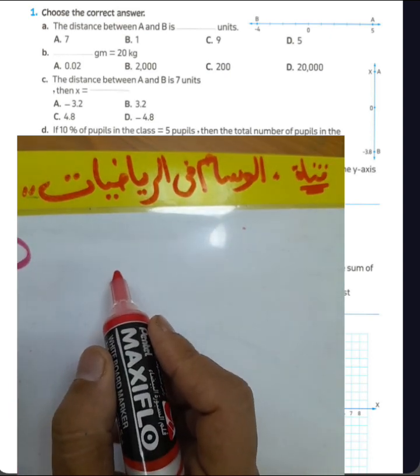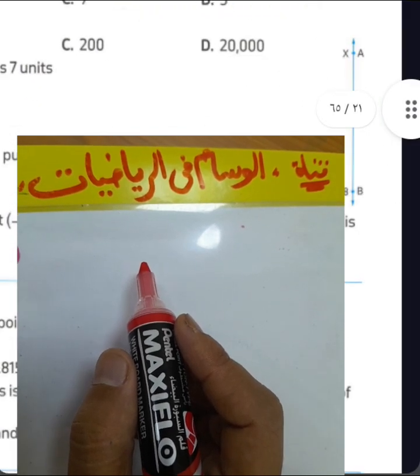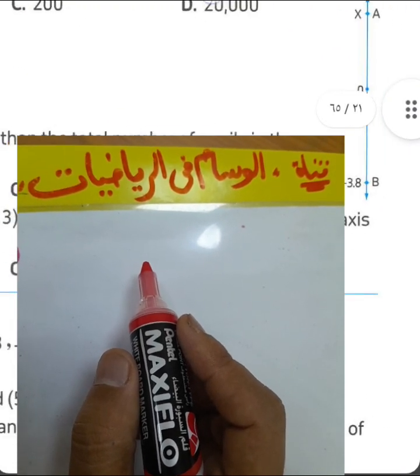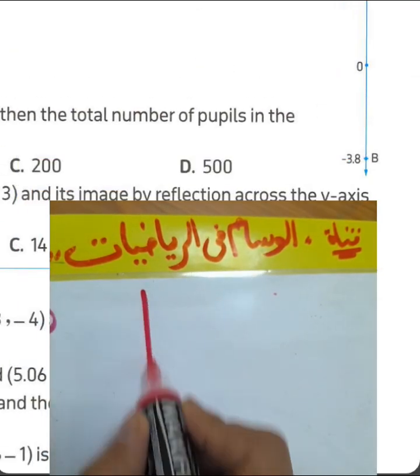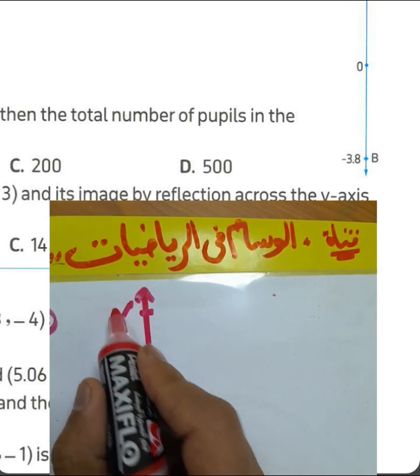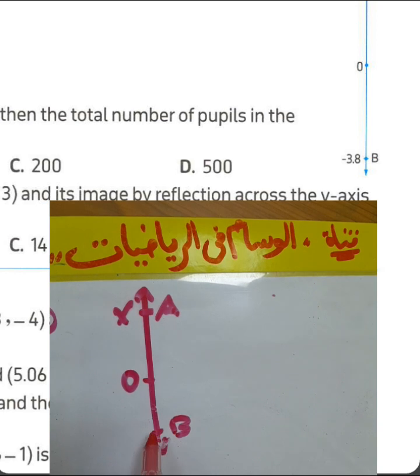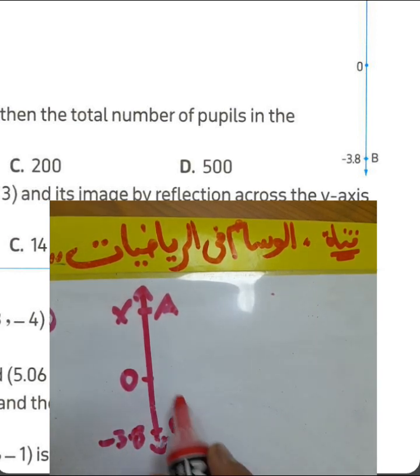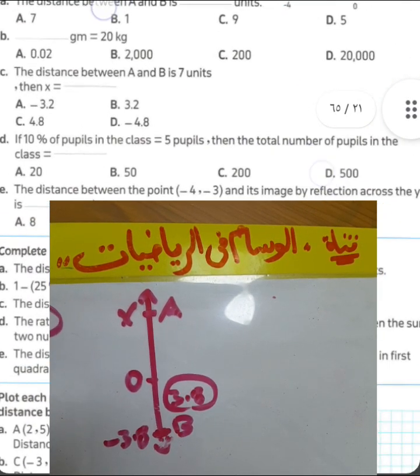The distance between A and B is 7 units. Then x equals what? He wants to find the value of x here. Look with me at this number 9 here. He gives us x and O and B. B was -3.8. Then the distance between O and B will be 3.8 units. It's the distance from 0 to the point B. He gives us the distance between A and B is 7.